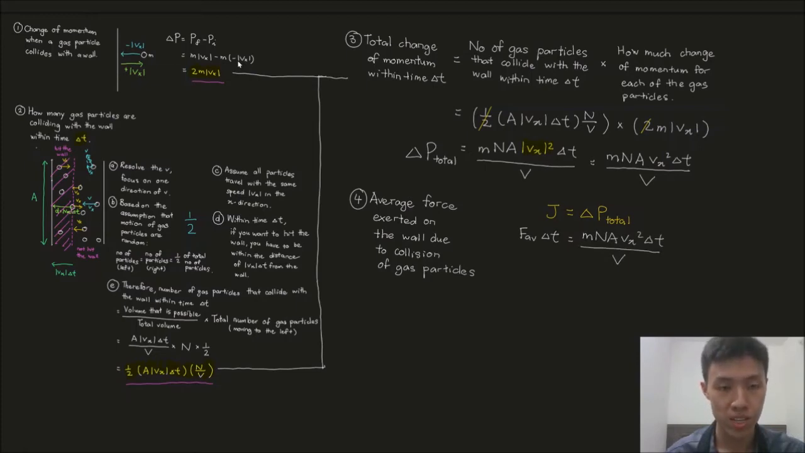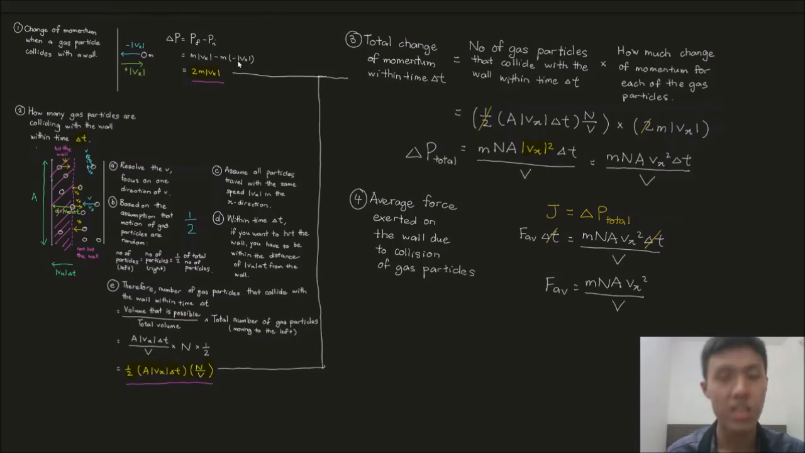So I believe what you can see here is the impulse momentum theorem with a little chance of doing some simplification. Okay, we see delta t on both sides of the equation, so I can eliminate them. Eliminate the delta t. So now we have found our average force to be m n A vx squared over V.